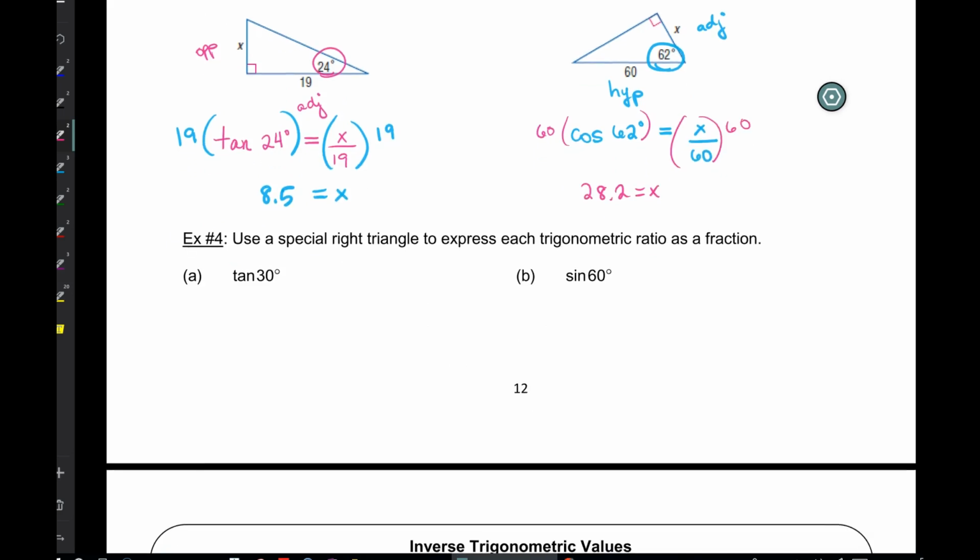Okay, use a special right triangle to express each trigonometric ratio as a fraction. So I'm working with tangent of 30 degrees. Well, we are either working with a 30, 60, 90 or a 45, 45, 90. In this case, it's a 30 degree. So I'm going to draw the 30, 60, 90.